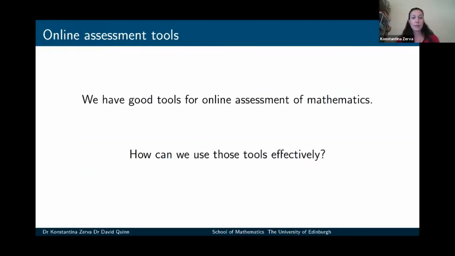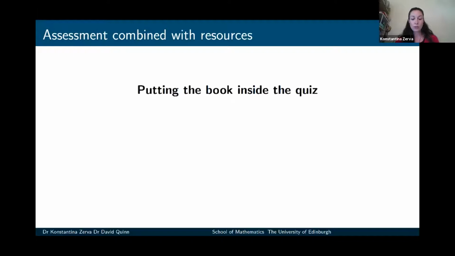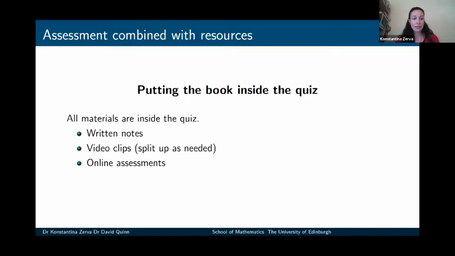So we have all the tools needed for online assessment of mathematics. How can we use those tools effectively? Our answer to this question was to combine assessment with resources and put the book inside the quiz. All materials are inside the online quiz: the written notes, the video clips, the online assessments. We started this back in 2018, and this is not just a COVID response.